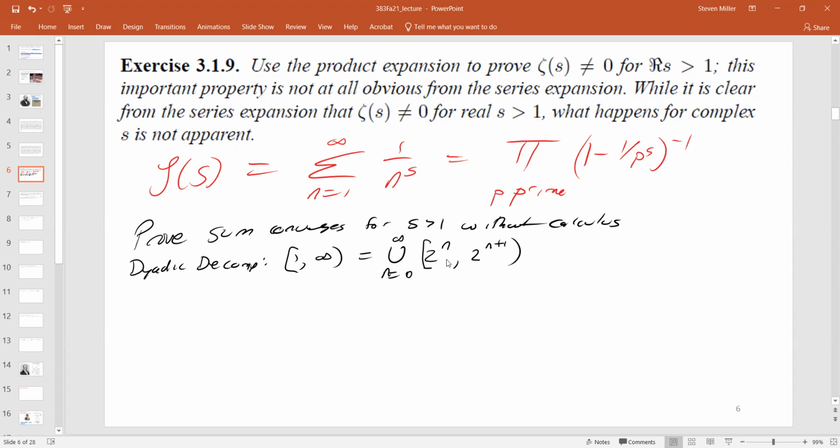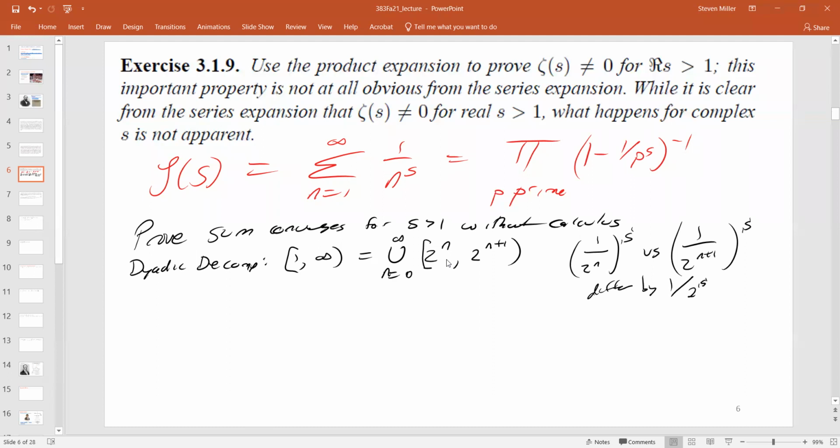So if I look at 1 over 2 to the n to the s versus 1 over 2 to the n plus 1 to the s, how much do they differ by? What kind of factor? Not the square root, because this is a general s. They differ by 1 over 2 to the s, right? Really, they're essentially the same size.